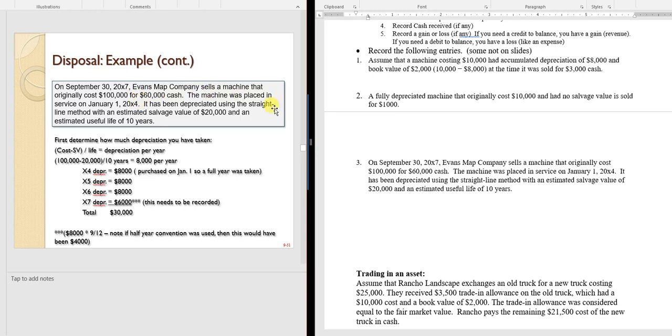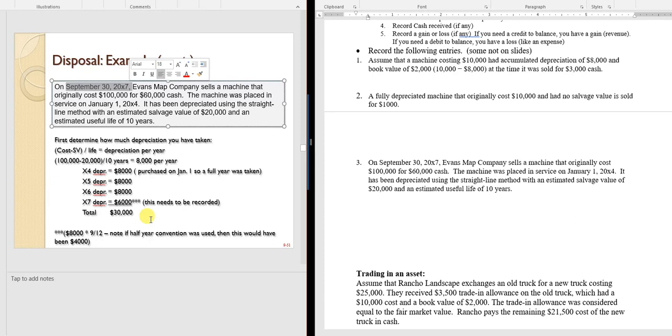It's been depreciated using the straight line method with an estimated salvage value of $20,000 and an estimated useful life of 10 years. Feel free to pause these videos. I don't know what speed each of you goes, so there's really no need to dwell on these things. You can pause them and read through them slowly. But notice I put it in service in X4 and I'm selling it on September 30th, X7.